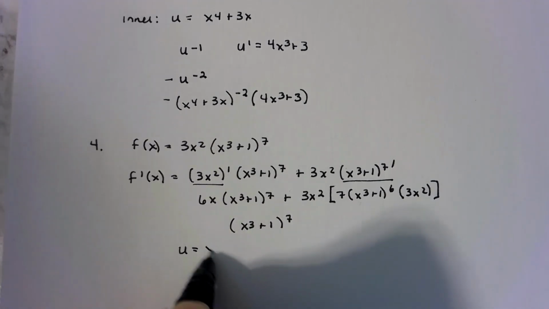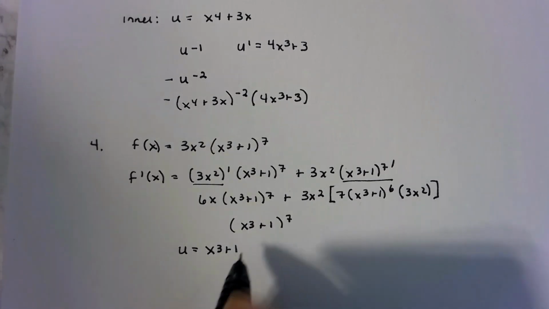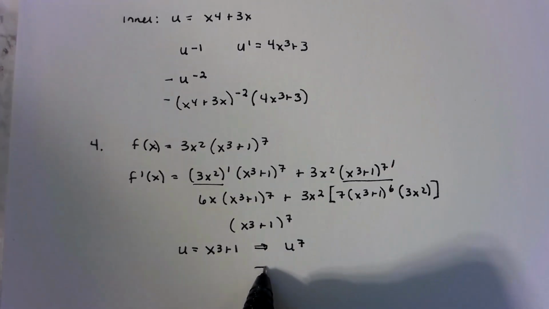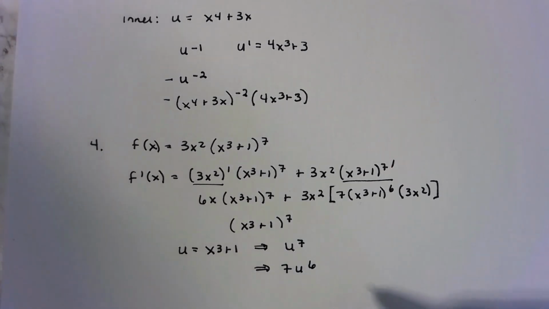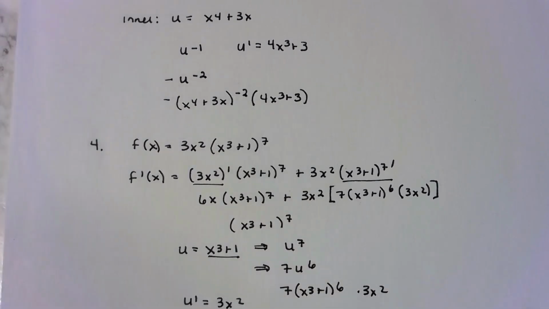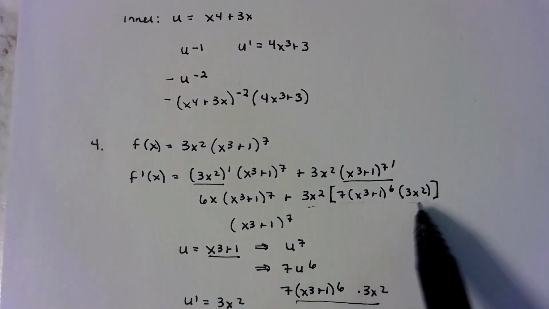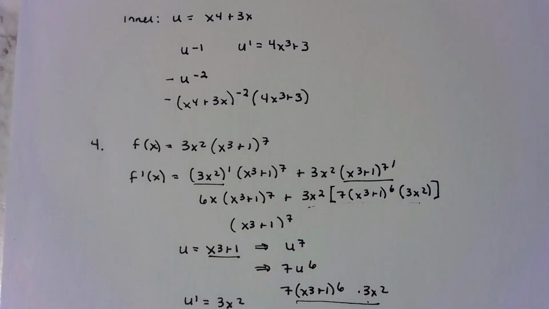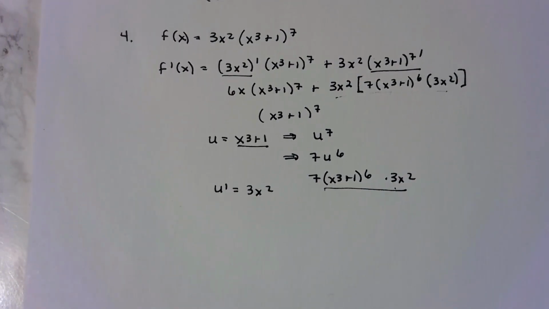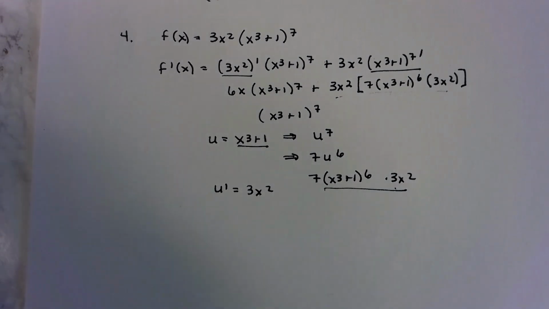I would say let u equal x cubed plus 1. So what you have here then is u to the 7th. The derivative of u to the 7th is 7u to the 6th. We would back substitute u in, and then we would take the derivative of u, which is 3x squared, and multiply. So this is the same thing as this. So you're done. Again, if you want to use that method, that's fine, but you're going to have to define what u is for me if you do that.